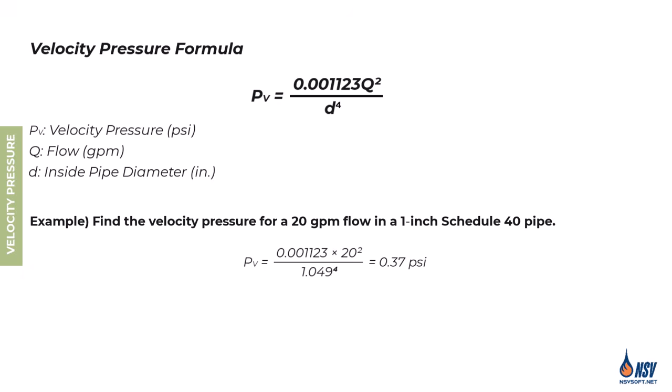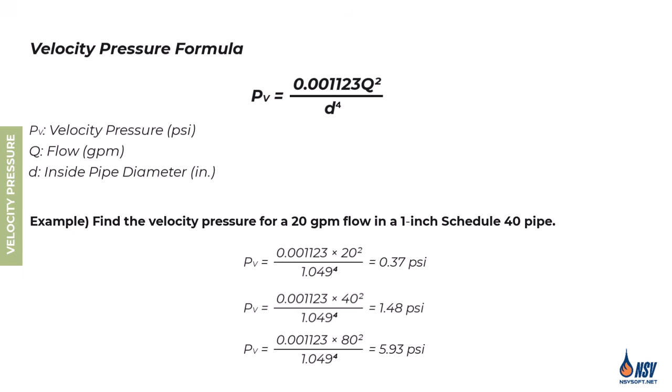As we can see, this value is relatively small compared to the total pressure required for sprinkler discharge. However, because velocity pressure is proportional to the square of the flow rate, an increase in flow results in a much larger increase in velocity pressure. For example, at 40 gallons per minute, the velocity pressure is 1.48 pounds per square inch, while at 80 gallons per minute it increases to 5.93 pounds per square inch.